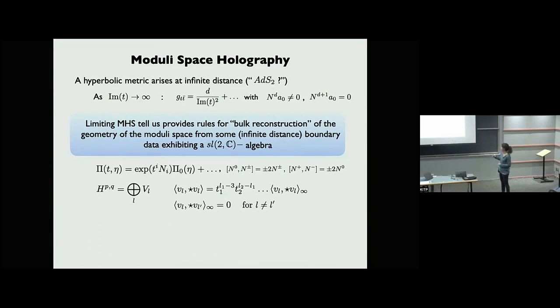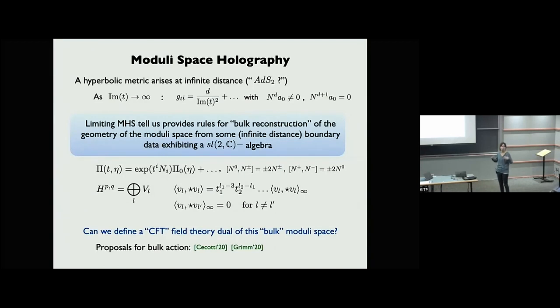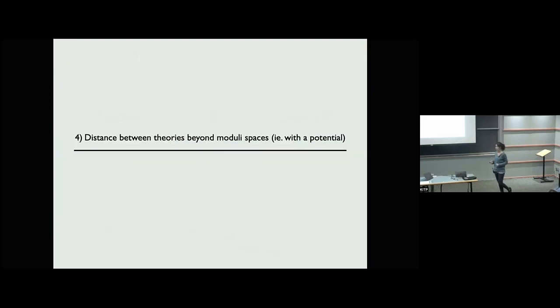So this is what Thomas Grimm and Cecotti like to call moduli space holography, to see if one can try to make sense of doing holography in the moduli space, and they even propose a bulk action that would reproduce the geometry. Okay, so this is also an interesting point to think about, and if I have a couple of minutes, let me tell you a few words about how to think of the distance between theories. So far everything I said is about the moduli space. You have massless scalars, and it is very easy and clean to define distances, in terms of the field metric or the Weil-Petersson metric.